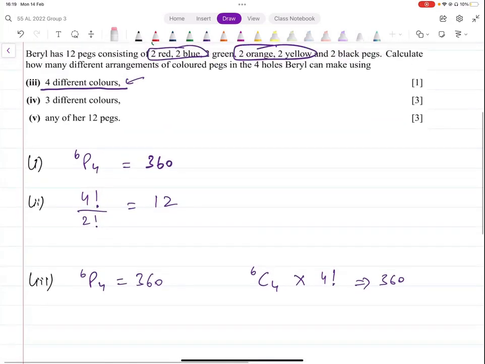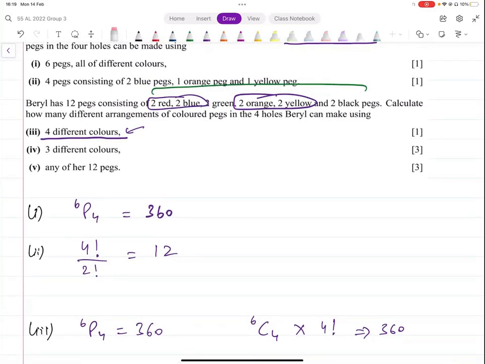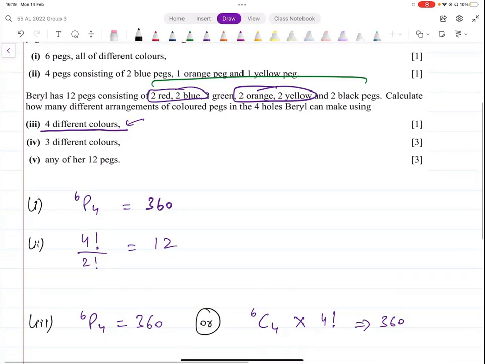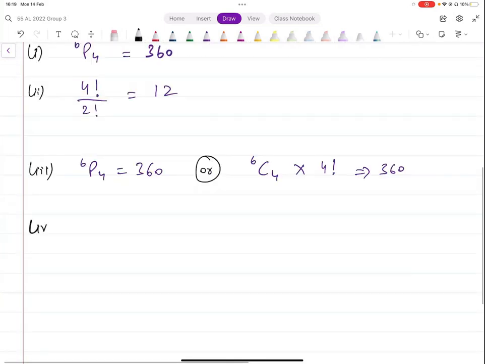Any other questions on this? Is this part clear? It's clear, sir.